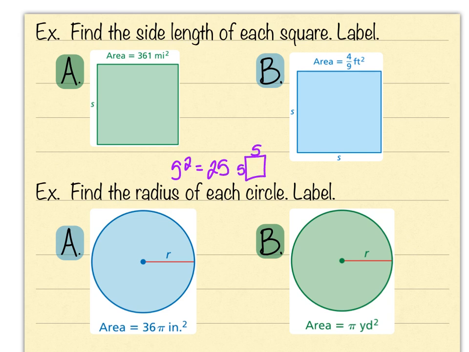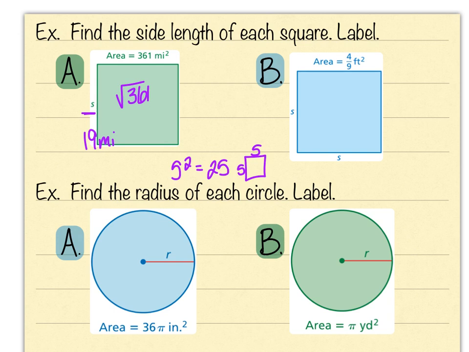So square root is the opposite of that, and the root of a square is the side length of that square. So if I want to know what the side length of this green square is, I just square root 361, because I want to find what the root or what the side of that square is. And the square root of 361, believe it or not, that is a perfect square. You're going to get 19. So each side of the square is 19 miles.